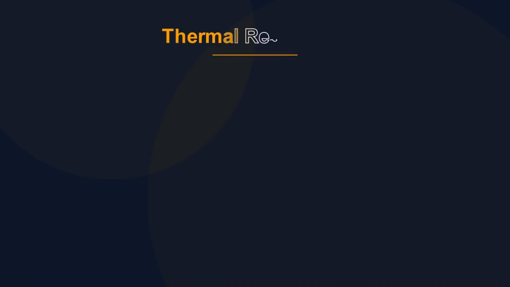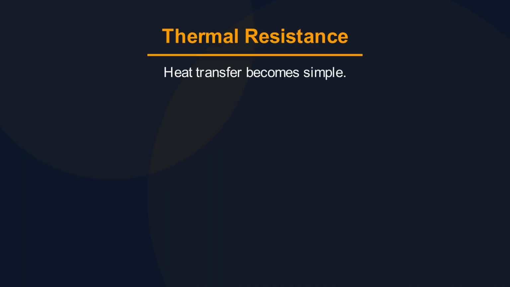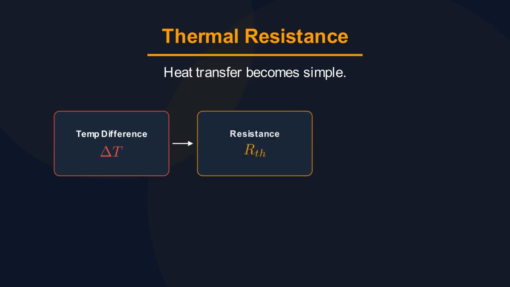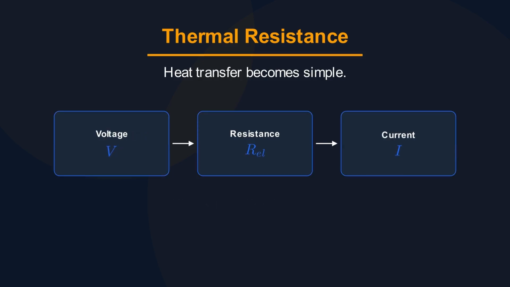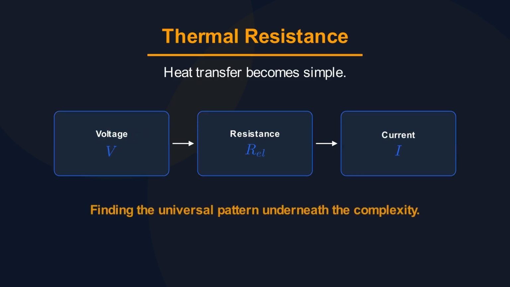Once you understand thermal resistance, heat transfer becomes simple. The same logical framework works for any geometry, flat, cylindrical, or spherical, and it all maps directly onto the circuit analysis you already know. This is the power of engineering thinking, finding the universal pattern underneath the complexity.